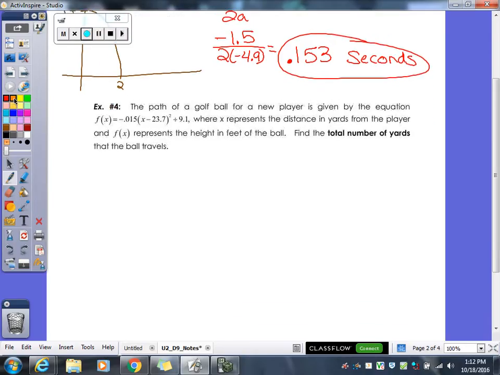Okay, number 4. The path of a golf ball for a new player is given by the equation there, where x represents the distance in yards from the player, and f of x represents the height in feet of the ball. Find the total number of yards that the ball travels. So, we got our little golfer dude. There he is with his little golf club. He hits his golf ball.